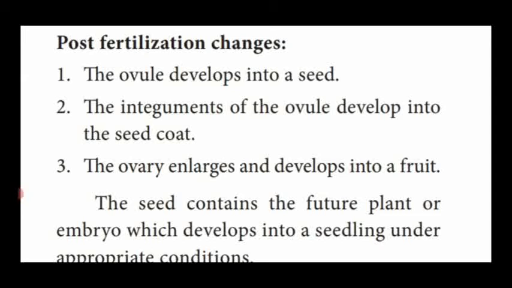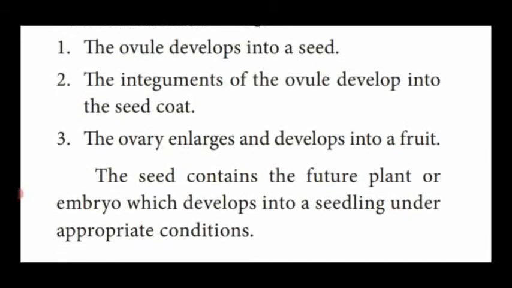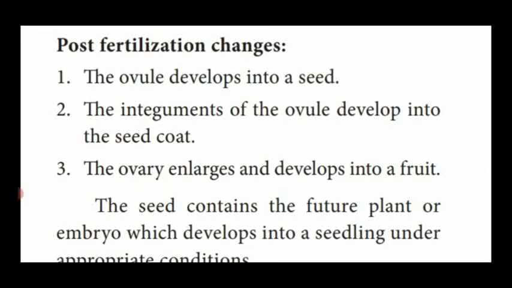After fertilization, what are all the changes that occur in the floral parts? That is said to be post-fertilization changes in the flower. First, the ovule present on the inner side of the ovary is modified into the seed in the fruit region. Then the integument of the ovule is modified into the protective covering, the seed coat. Then the ovary enlarges, increases in size and is modified into fruit. So these are the three post-fertilization changes that occur in the plant parts.